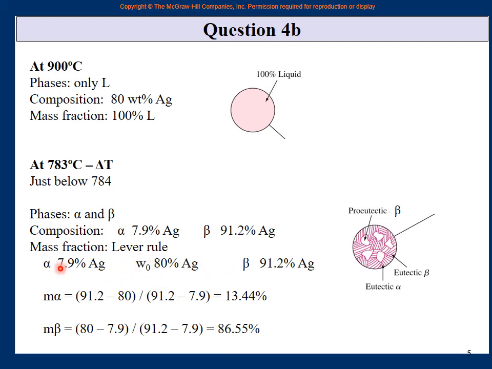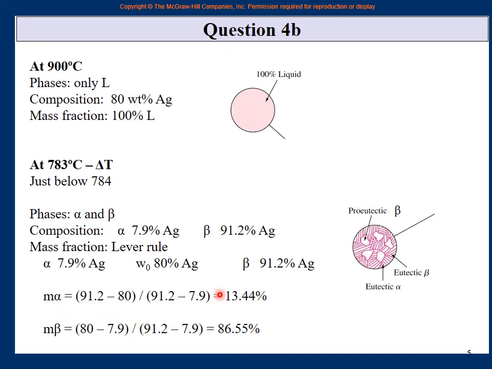So for mass fraction of alpha, you take this minus this, 91.2 minus 80 above, and below, of course, is 91.2 minus 7.9, the whole line. And for mass fraction of beta, this is opposite. Don't take this side, opposite side, 80 minus 7.9. And below, of course, the total, 91.2 minus 7.9. So you have the answers.